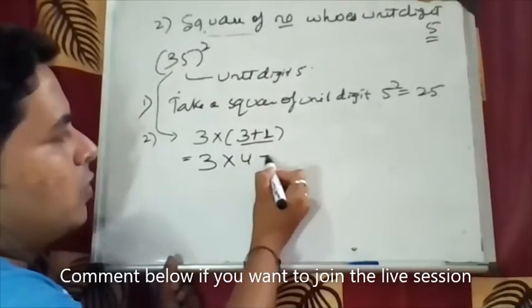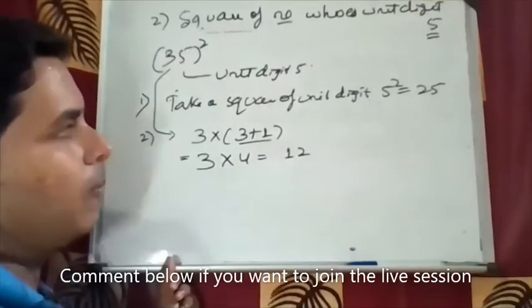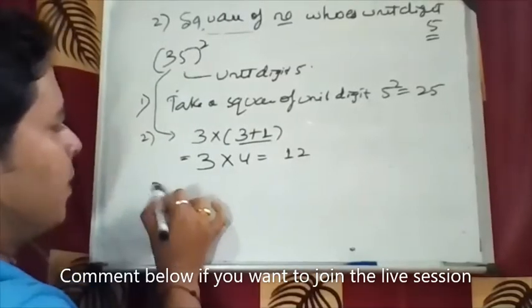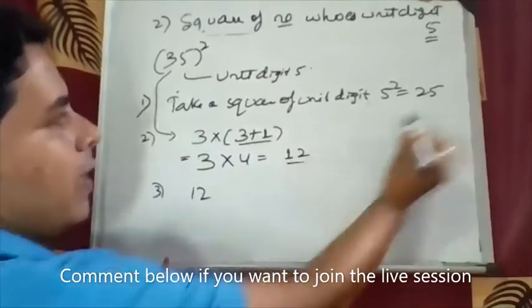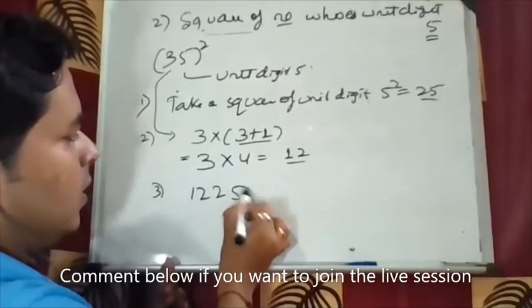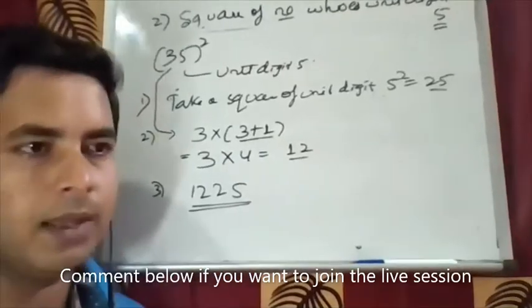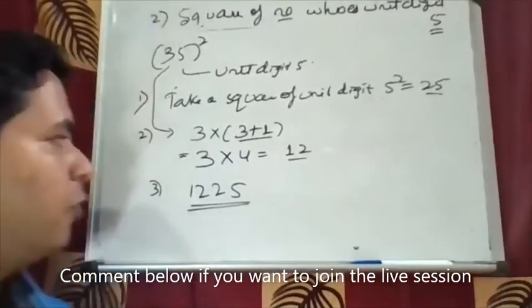So 4. What is the value here? 12. Okay. Then the fourth step is to combine this one and this one. So 12 and 25 is the answer. Okay, 12 and 25 is the answer.